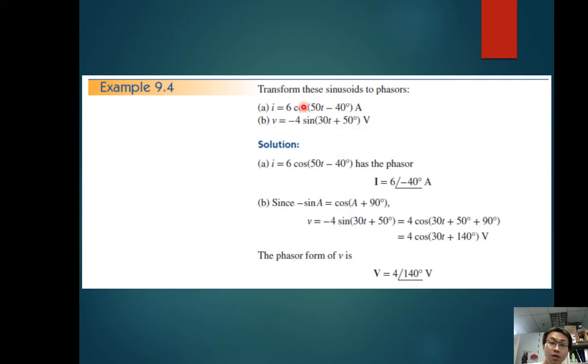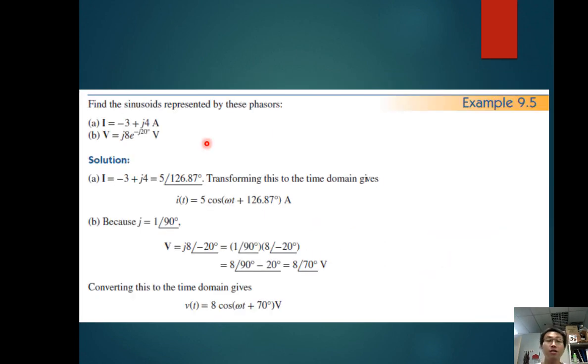Now for v, the amplitude here is negative, so I need to change it into positive. And then this is sine, I need to change it into cos. So first, I want to eliminate the negative and make sine become cos. So I copy 4, I change to cos, I copy 30t, I copy plus 50, and then I know that the change takes place by plus 90 degrees. So I have this one. Then we change to the phasor form: V equals 4 at the angle of plus 140 degrees.